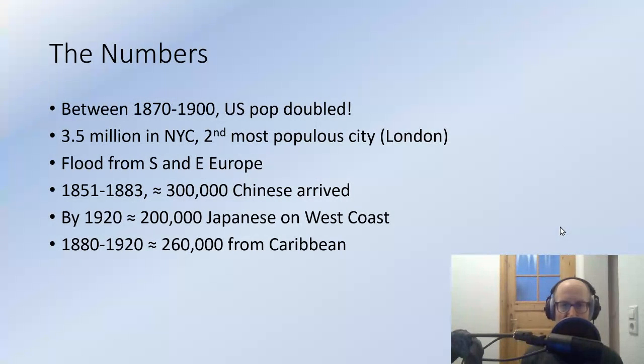And you had a new type of immigrant. I say type sort of reluctantly. You have new nationalities and ethno-religious groups coming into America from Southern and Eastern Europe. Between 1851 and 1883, 300,000 Chinese arrived. By 1920, 200,000 Japanese had arrived. Both were mostly stationed on the West Coast. And on the East Coast, most notably in New York, you had 250,000 Caribbean people coming from 1880 to 1920. So you have a flood of people coming from places other than Northwest Europe. And let's dive into some of that.